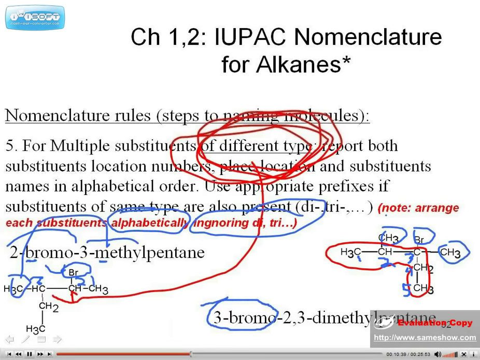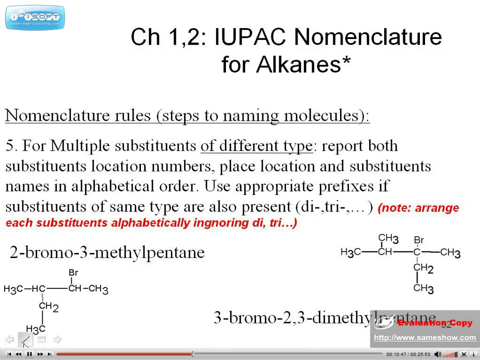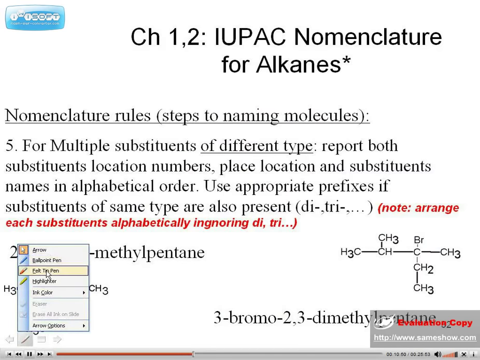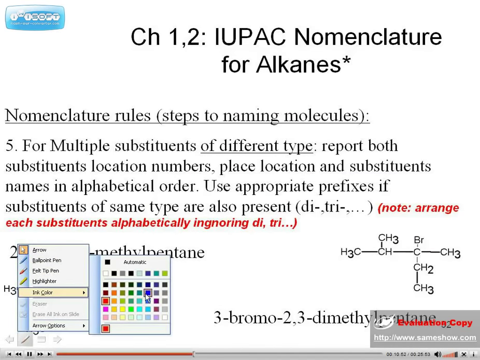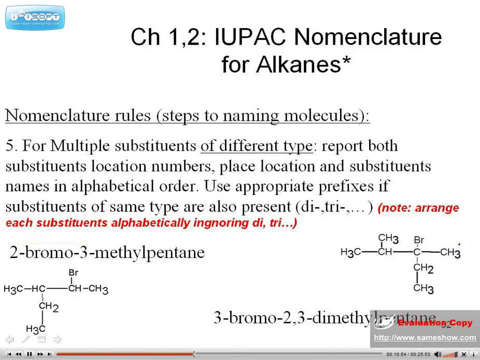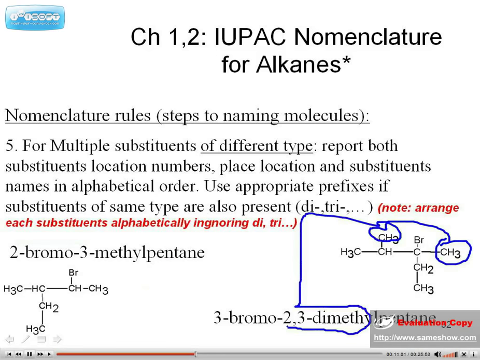And then we have 2 methyls. Notice they're the same. Let me go ahead and clear the ink out of the way. Notice how they're the same branch type. So let me go ahead and label the same branches. They're the same branch type. So oftentimes we'll have a combination of branch prefixes. Some will be different, some will be the same.